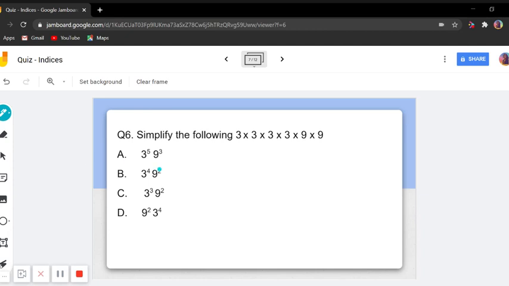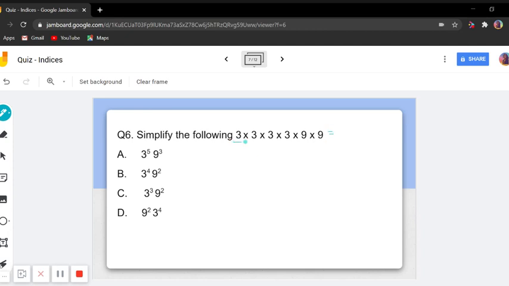Simplify the following. 3 multiplied by 3, multiplied by 3, multiplied by 3, multiplied by 9, multiplied by 9. So if you can see here, there are two base numbers. So when there are two base numbers, you cannot mix them, because these two are different. Alright, let's solve it.